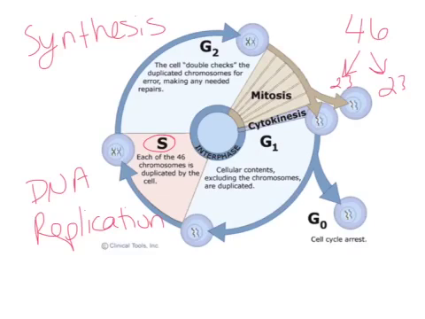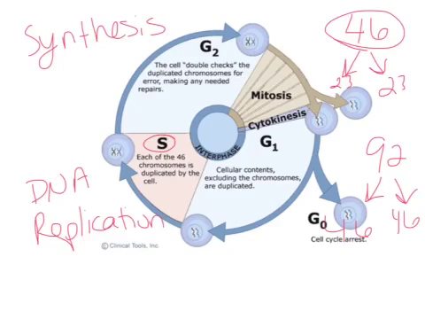And when the cell is going through the cell cycle and then going to go through mitosis, it wants cells that are genetically identical to the parent. So we need to replicate this. So now we have 92, and when that splits, I get 46, 46. And now they're identical to the parent cell.